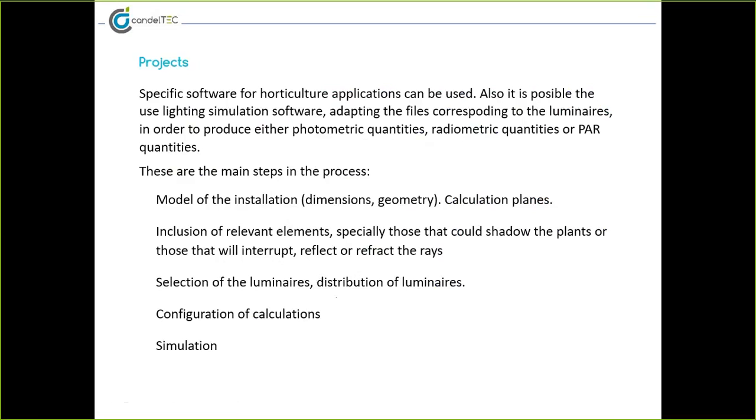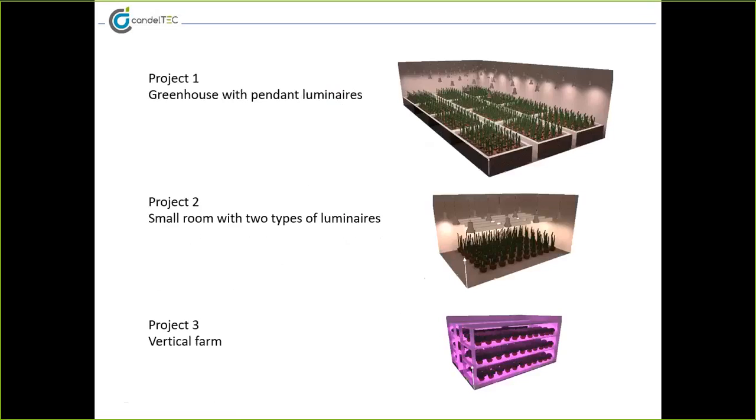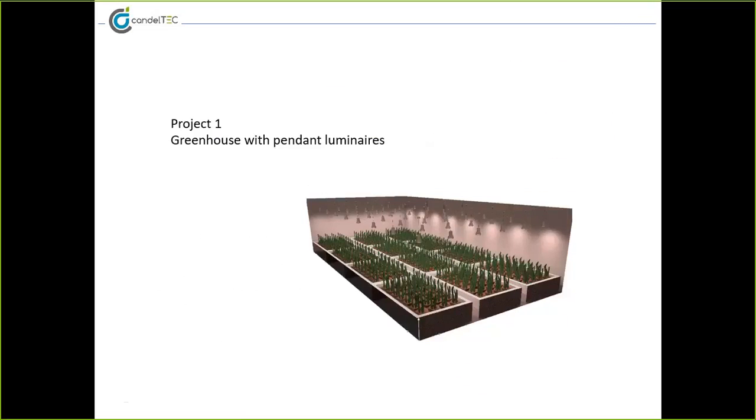We have to model the installation: dimensions, geometry, calculation planes. Inclusion of relevant elements, especially those that could shadow the plants or those that will interrupt, reflect, or refract the rays. Selection of the luminaires, distribution of luminaires. Configuration of calculations, and perform the simulation. Here are 3 examples. First one, the greenhouse with pendant luminaires.